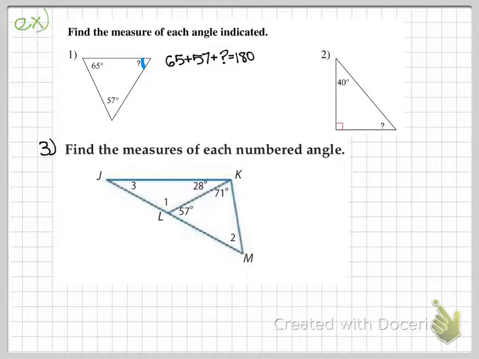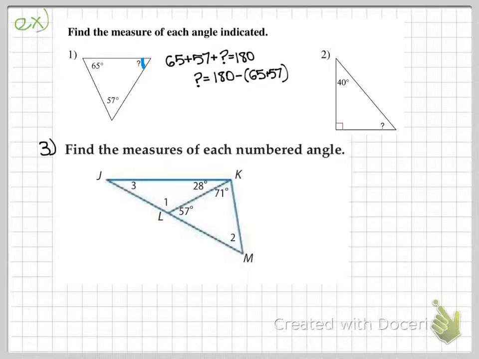because of that triangle angle sum theorem. So therefore, we know that question mark has to equal 180 minus 65 plus 57. This is the other way we can set that up. So we can either add them all up and set it equal to 180, or we can say our missing angle is just going to be 180 minus the sum of the other two. So whichever way you are more comfortable with setting that up, I suggest you do.